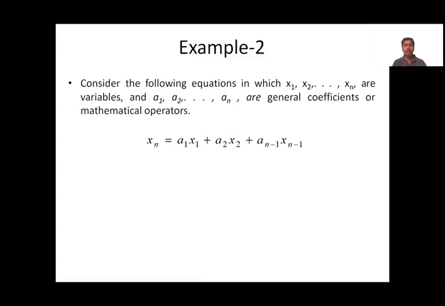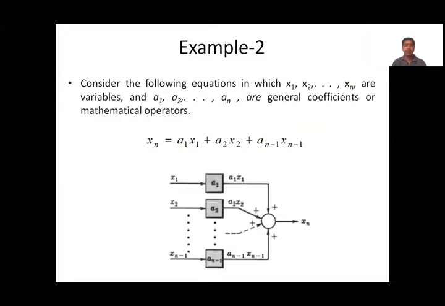And let us see the second example. Of course, it is general: x1, x2, x3 and so on up to xn minus 1 number of variables are there, and we want to get the output variable xn, and again it is like a weighted sum of the input variables with the coefficients a1, a2 and so on up to an minus 1. In a similar way, we'll have this kind of block diagram.